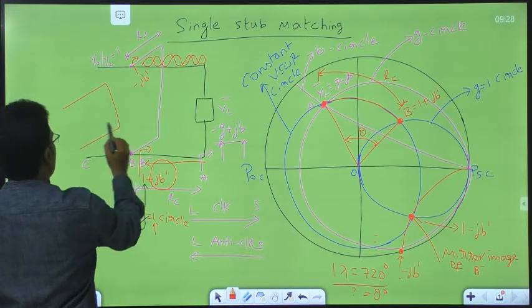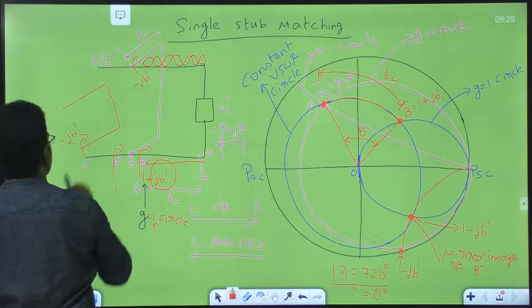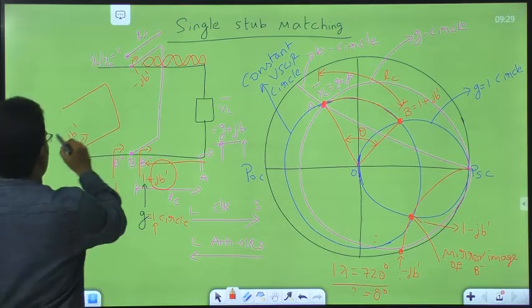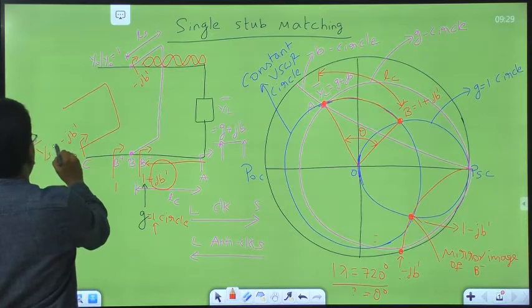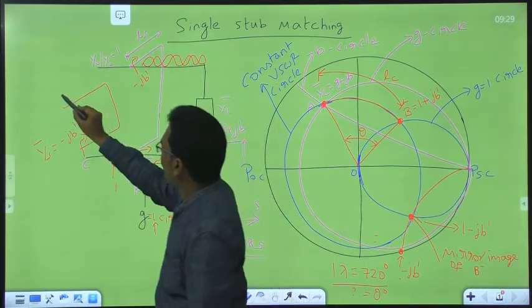So this is a short circuit stub having input impedance of minus jB dash. So this is nothing but your normalized stub admittance, S bar is equal to minus jB dash. So how to find this length?